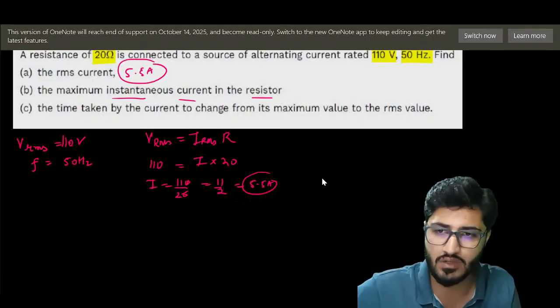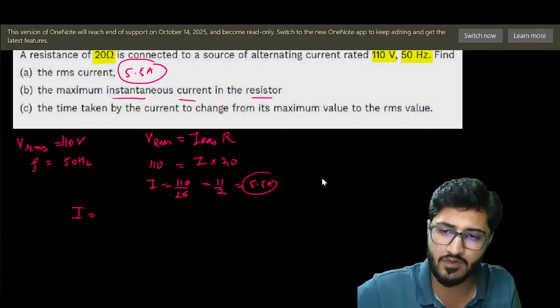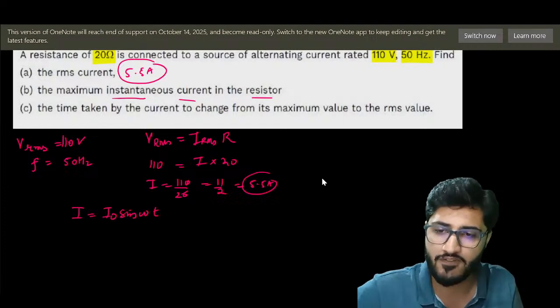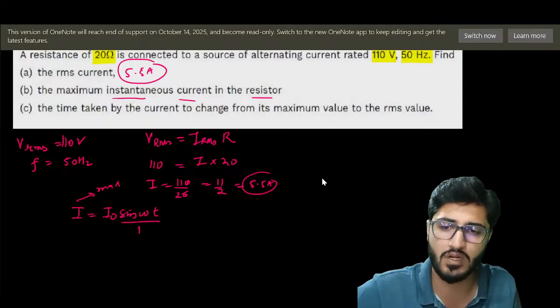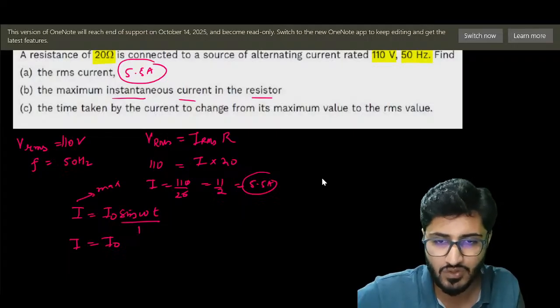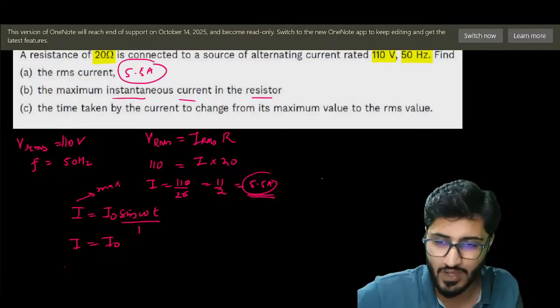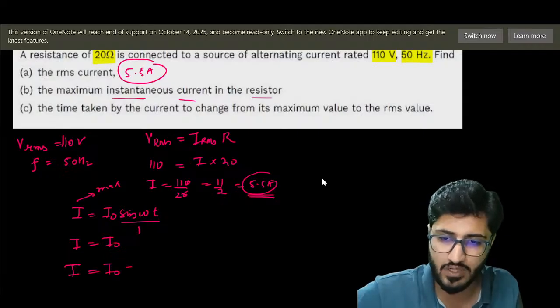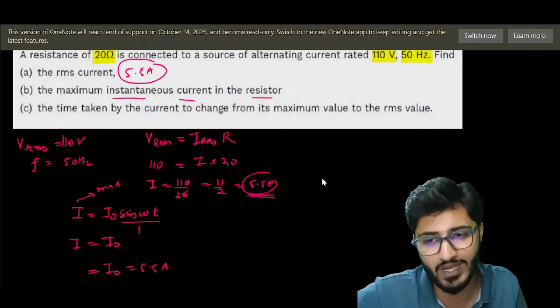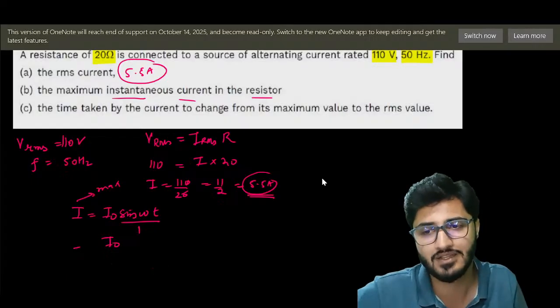Done. Look now. I equals I naught sine omega t only. If we need this to be maximum, so sine omega t is to be maximum, it is 1 only, right? So I equals I naught. Okay, so we got it now. I naught is 5.5 ampere. Okay, but no, it is not correct. Do you know why?